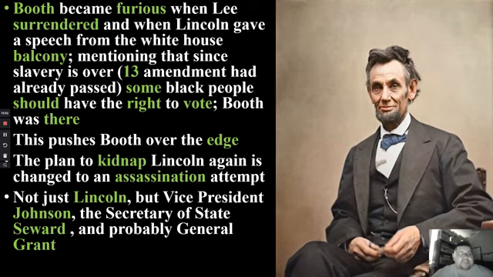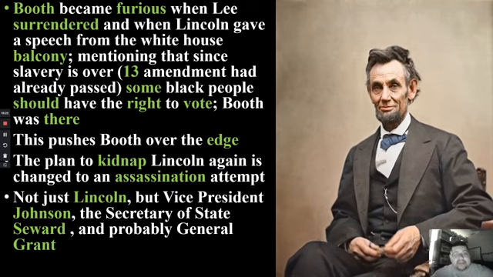Now, some people were just like, oh my God, did the president just say black people should be allowed to vote? Yeah, I think no. He said some black people, the educated and the ones who fought. Now, Booth is in the crowd, and all he heard was basically black people voting. And that drove him over the edge. That is what clicked in his head to go from, instead of kidnapping the president, we need to kill him.